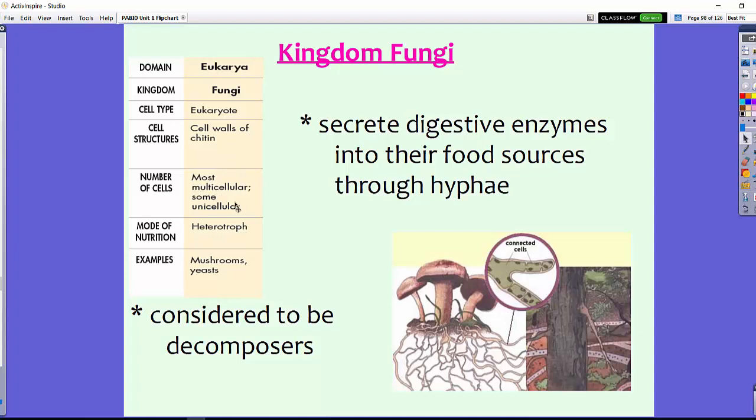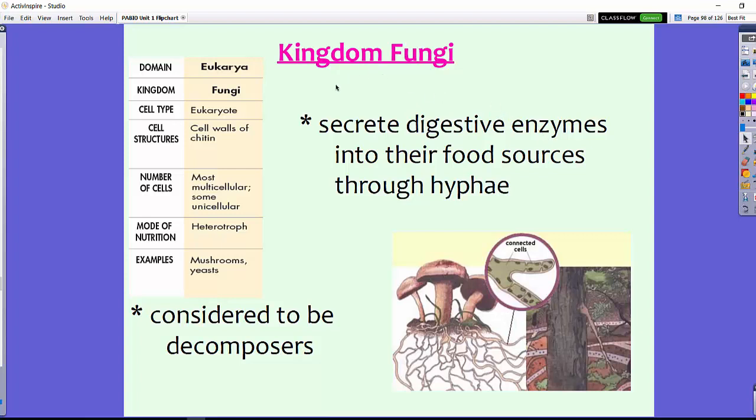It's mostly multicellular, but we can see some single-celled fungi like yeast, and they're always heterotrophic, meaning that they have to find food somewhere. Now, fungi are considered to be decomposers. So a lot of times if you have mushrooms growing or if you see yeast around, there's something there that's decomposing. So they do a lot of decomposing on dead trees. If you go out walking in a forest, you're going to see a lot of mushrooms on things like that.